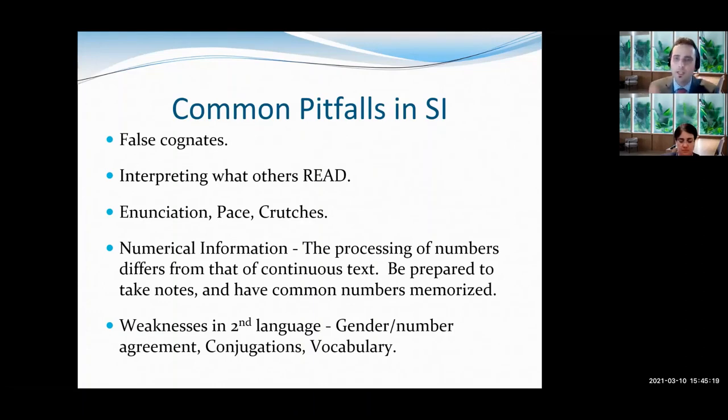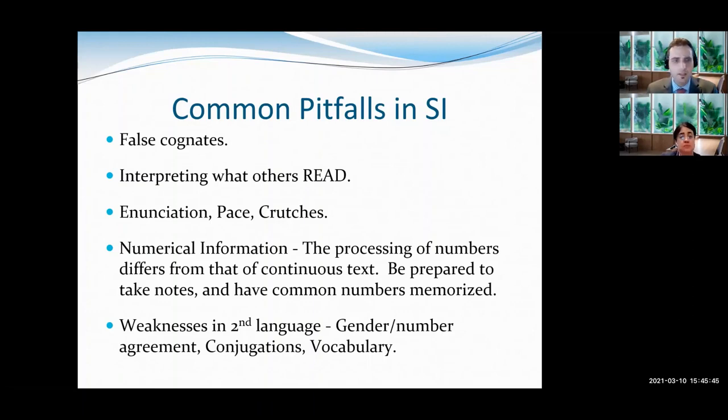Interpreting what others read, we mentioned this before. When people tend to read documents out loud in court, the rate of speech typically increases automatically. If you know something like this is coming, ask for a copy of it. Your Honor, would it be possible for the interpreter to have a copy of whatever it is the court is reading right now? That will help. You can ask them to slow down, of course, and you should. That'll last for approximately 30 seconds, and then the pace will pick back up. So get a copy if you can.